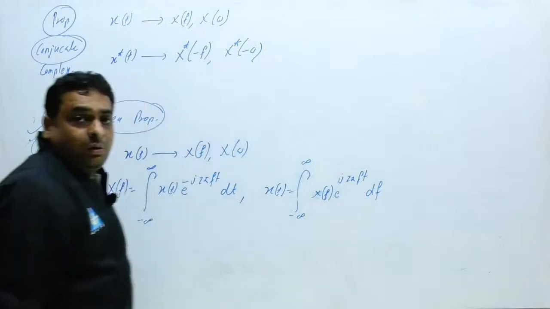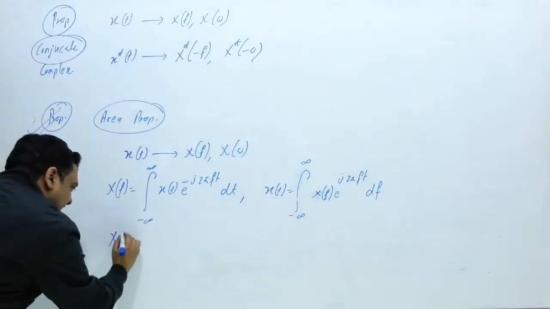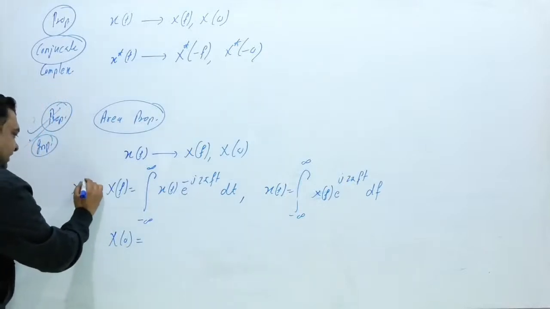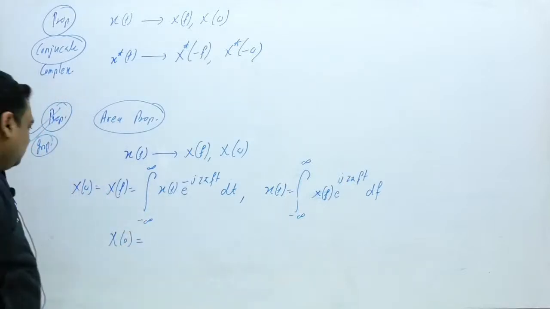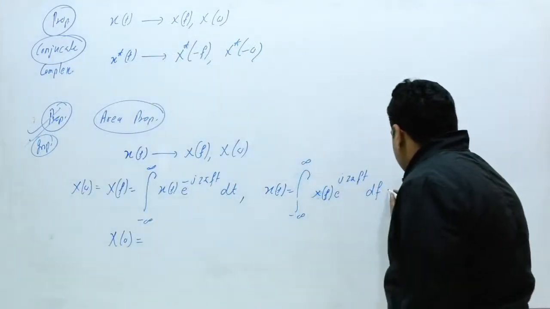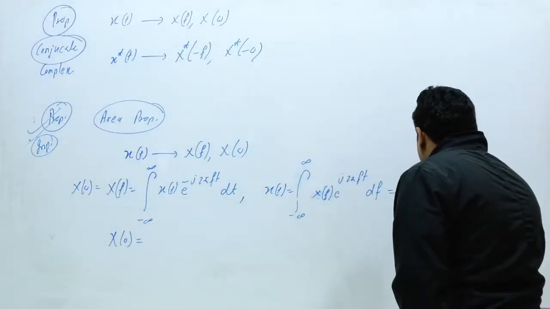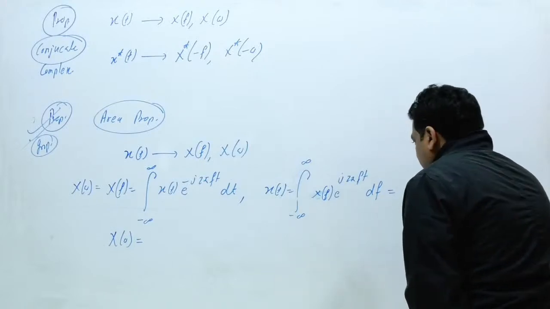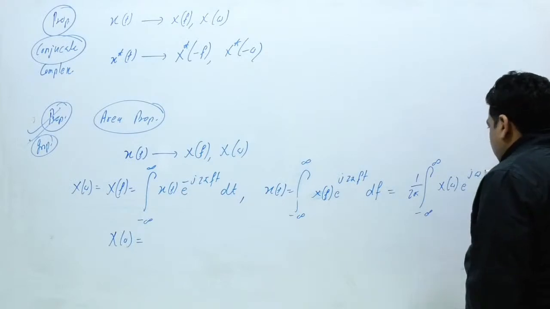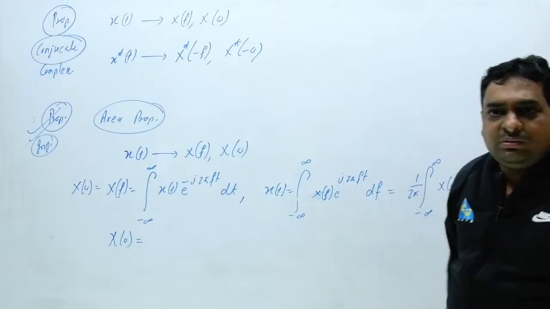Can I say what will be this capital X(0)? You can say this is X(f) or X(omega), anything you can say. In terms of X(omega), this is nothing but 1 upon 2 pi, integration from minus infinity to infinity of X(omega) e raised to power j omega t d omega. Can I write it in this way? Yes.